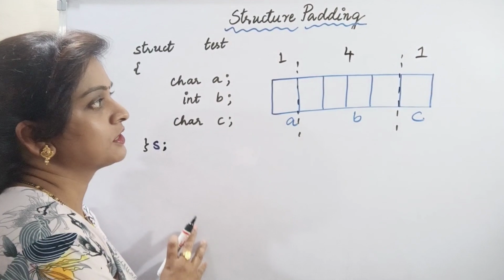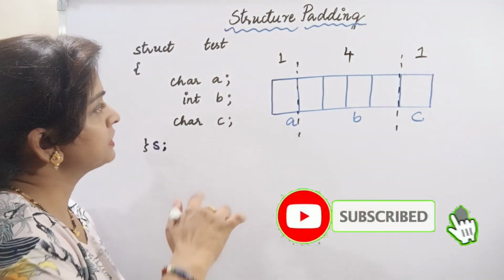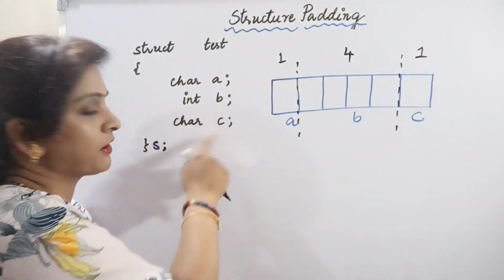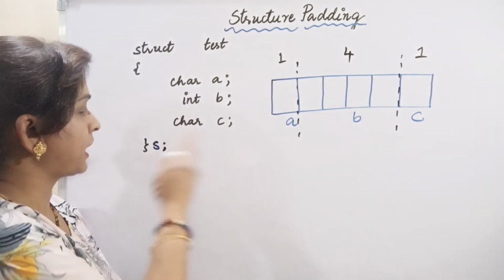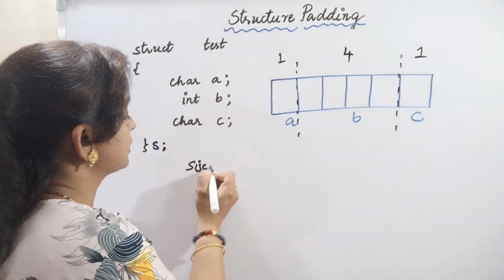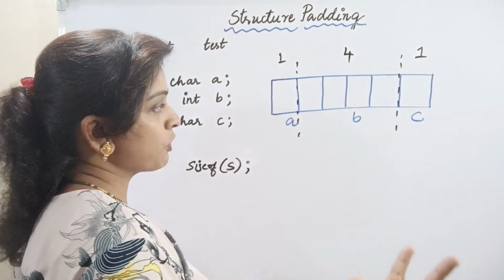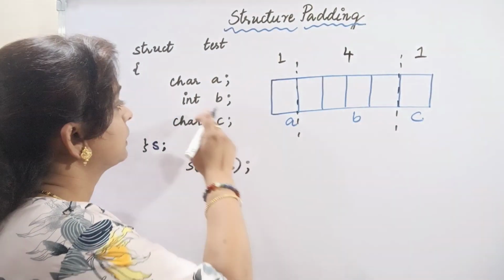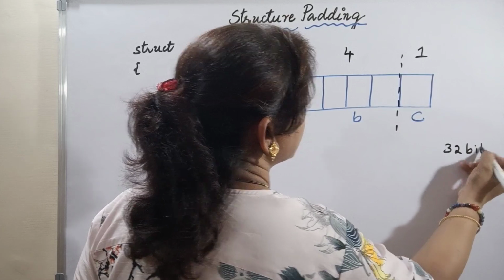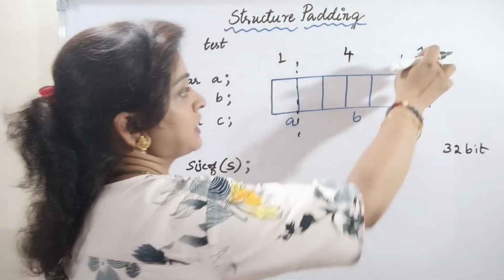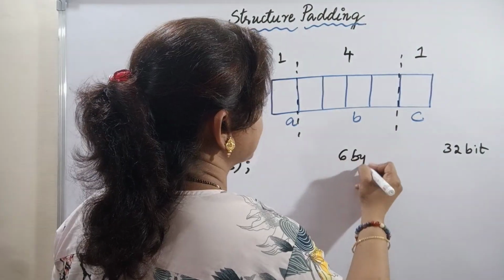So let us understand the memory allocation of this structure. We have a structure named test with the members char A, int B and char C. If I ask what is the size of this structure, I can just say sizeof S. So how much size is it going to print, let us see. As we all know, a character takes 1 byte, and int B, on a 32-bit machine, takes 4 bytes. Then again char C takes 1 byte. So it is 4 plus 1 plus 1, totally 6 bytes.